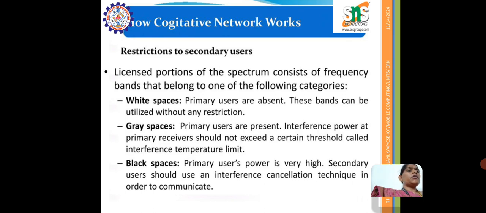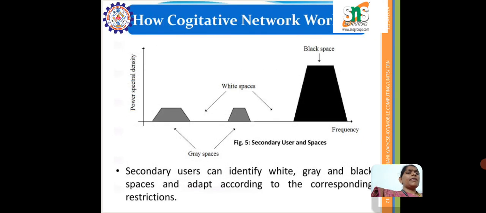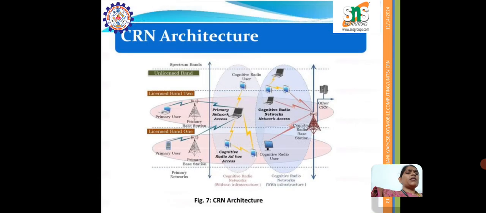In white space the primary users are absent, and these bands can be utilized without any restrictions. In grey space the primary users are present, and interference power at the primary receivers should not exceed a certain threshold called the interference temperature limit. In black space the primary user power is very high, and secondary users should use interference cancellation techniques in order to communicate. So this is how cognitive radio networks work. The secondary users identify the white, grey, and black spaces and operate according to the corresponding restrictions.